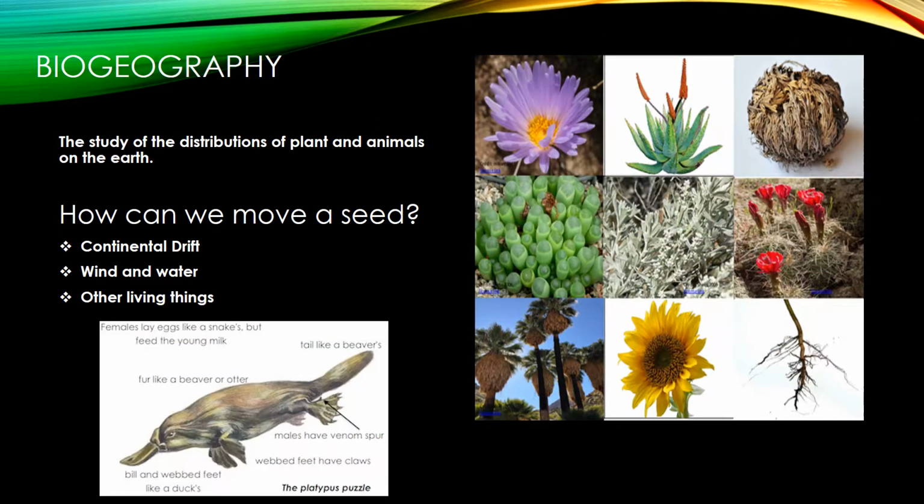So how do organisms travel around the Earth? Biogeography is the study of how plants and animals move from continent to continent. For example, I have a picture of a platypus. Imagine early settlers who saw an egg-laying animal with a beaver's tail, a duck bill, and a thick coat of fur. You can see why people who first heard this description accused the explorers of lying. Animals and plants travel from place to place by continental drift, wind and water, and through other living things.